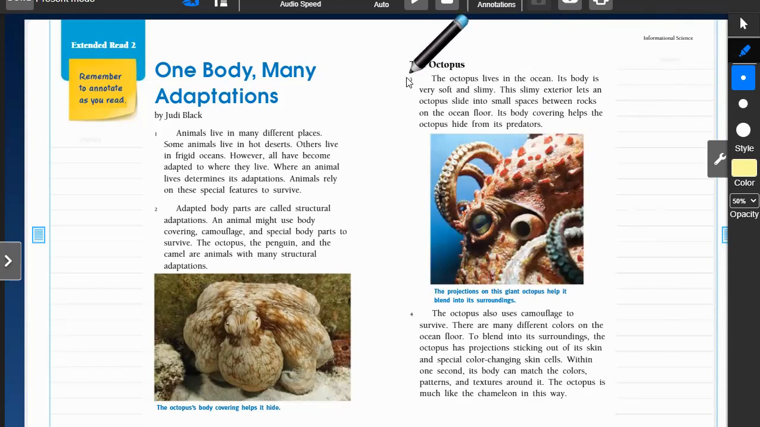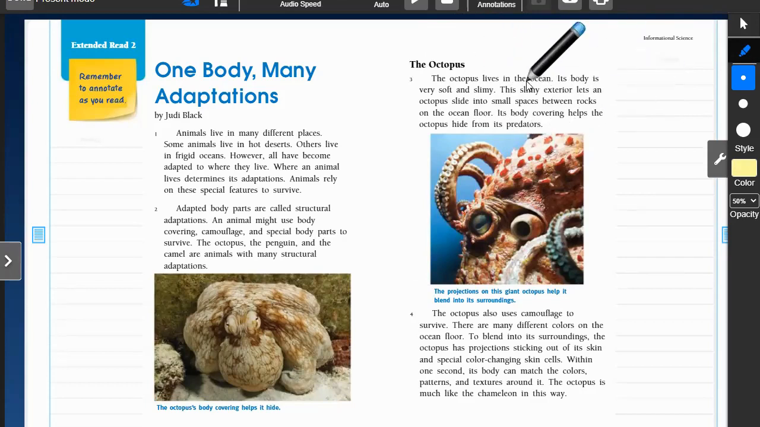The octopus, paragraph 3. The octopus lives in the ocean. Its body is very soft and slimy. This slimy exterior lets an octopus slide into small spaces between rocks on the ocean floor. Its body coverings help the octopus hide from its predators.